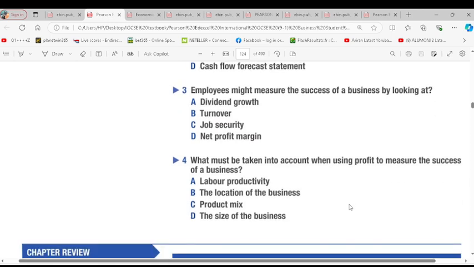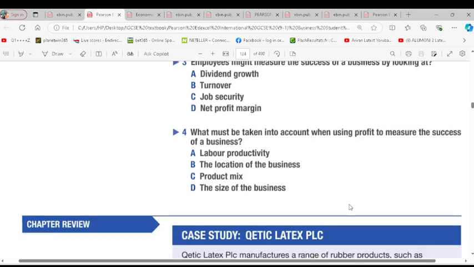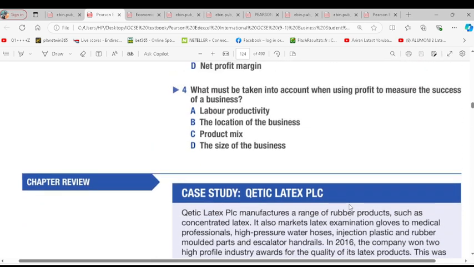Question 3. The employees might measure the success of the business by looking at job security, how secure they are. The answer is C. It means how safe the business is. Do they see themselves in the future of the business? That's what it means, how safe the work environment is. You get it? Yes.